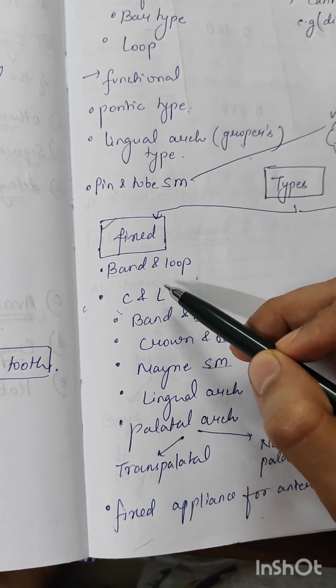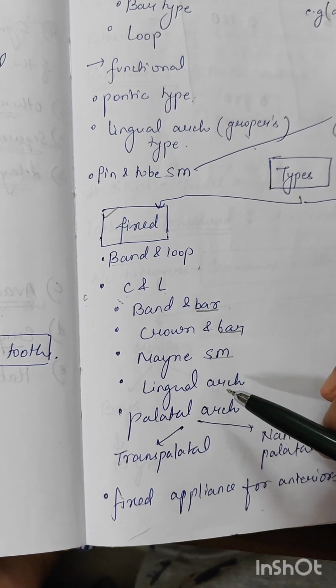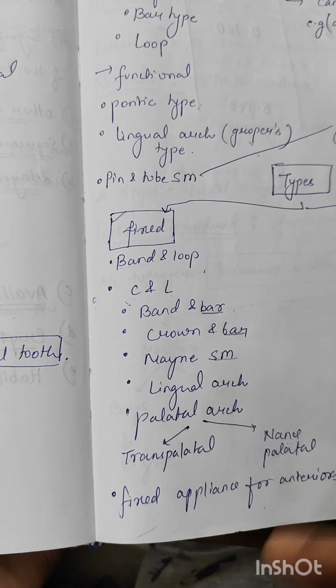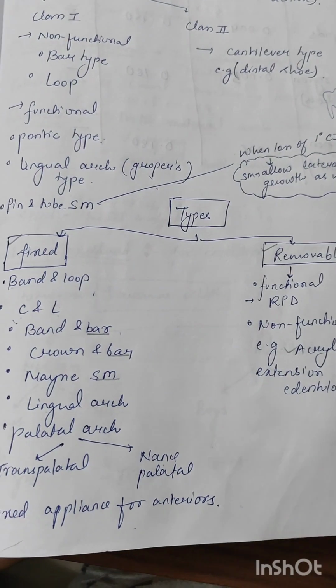Now types of space maintainer: fixed and removable. In fixed, band and loop, crown and loop, band and bar, crown and bar, Mayans, lingual arch, palatal arch, transpalatal arch, and fixed appliance for anterior. We will read it in detail.